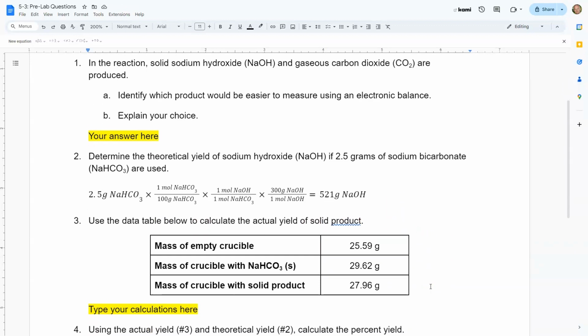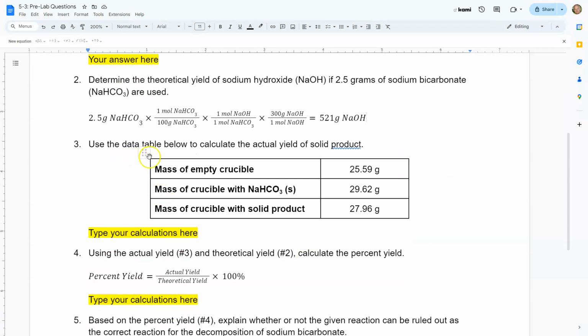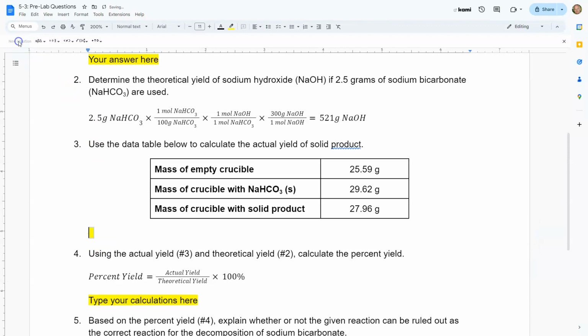to doing it here. Okay, use the data table below to calculate the actual yield of the solid product. Okay, so you've got the empty crucible, you've got the crucible with your reactant, and then you have the crucible with the solid product. So you're going to have to go back and look at your notes, and what do I need to subtract here? Since we're doing math, let's make sure that we're using the equation editor. Okay, so let's subtract the second and the third number.